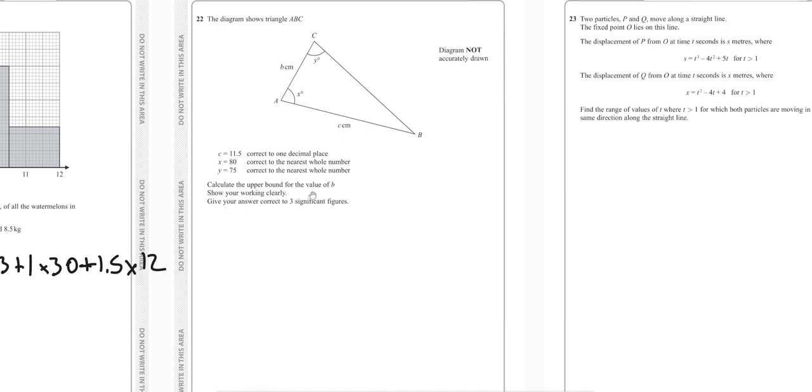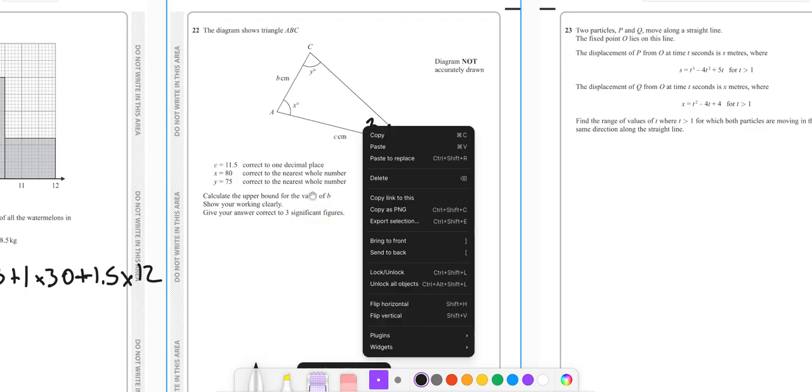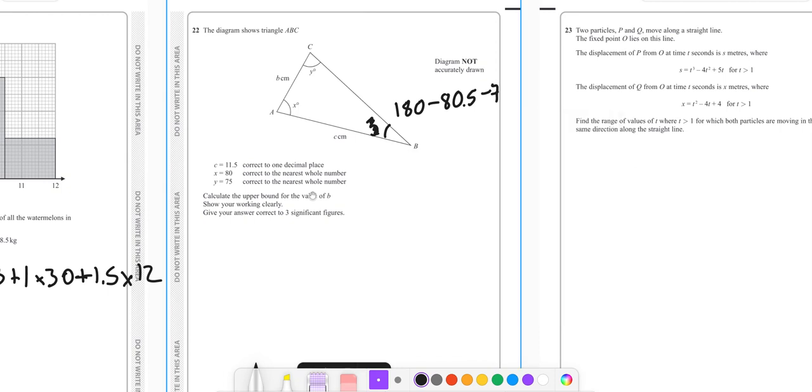We know this one is 180 minus 80. So the nearest whole number, so minus 80.5 minus 70, 5.5.